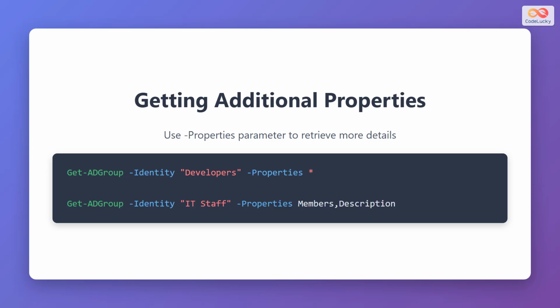By default, Get-ADGroup returns only basic properties. To retrieve additional information, use the Properties parameter. You can specify an asterisk to get all available properties, though this may take longer to process. Alternatively, you can specify specific property names separated by commas, such as Members and Description. This targeted approach is more efficient when you only need certain details. For example, retrieving the Members property allows you to see who belongs to the group, while Description provides information about the group's purpose.